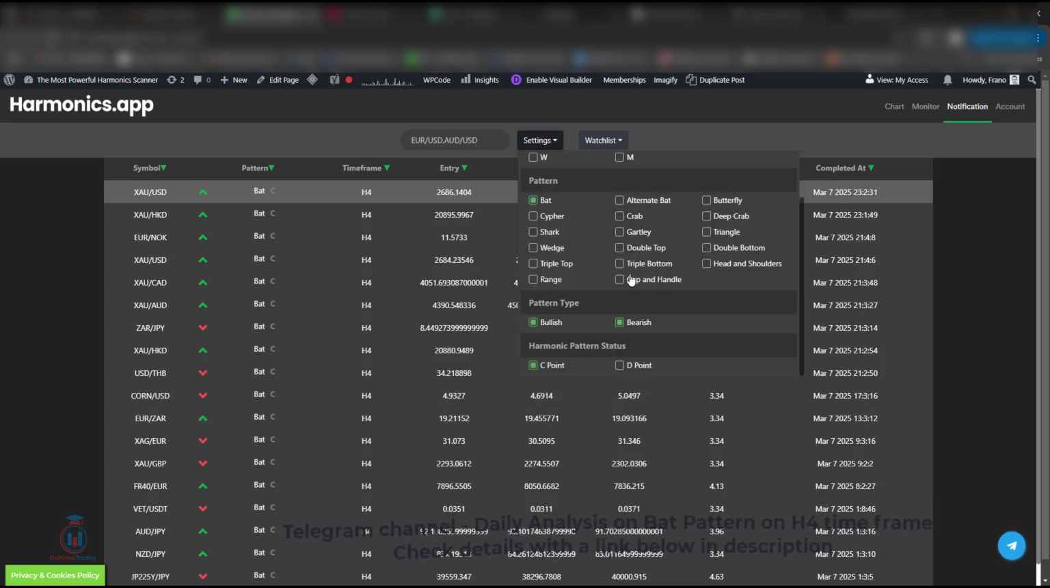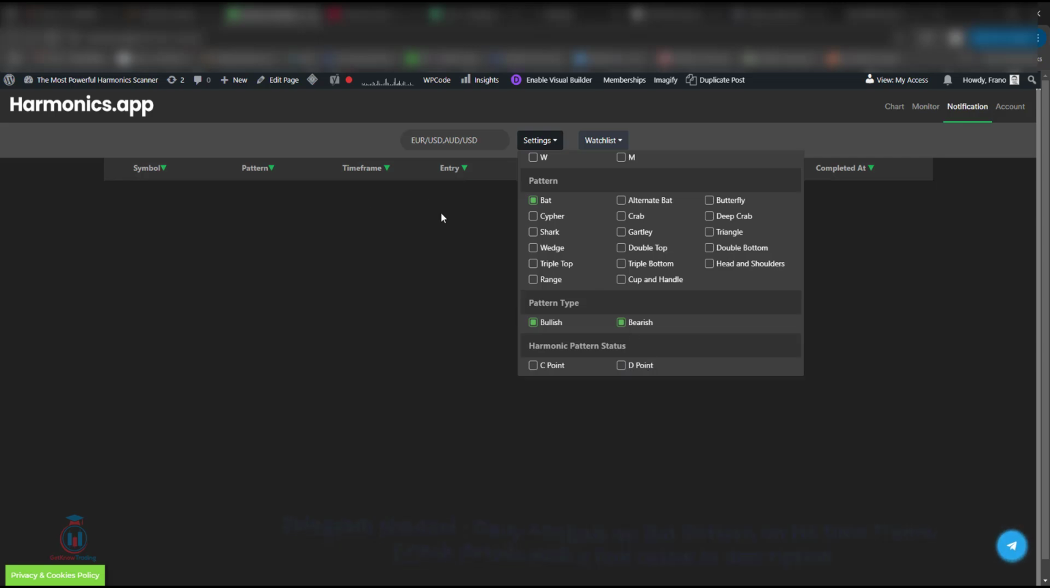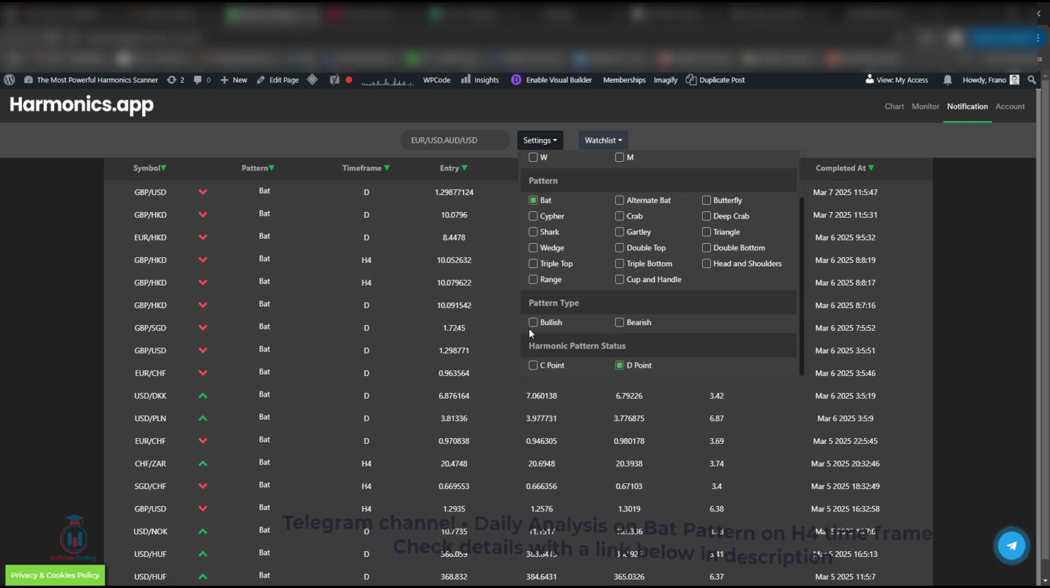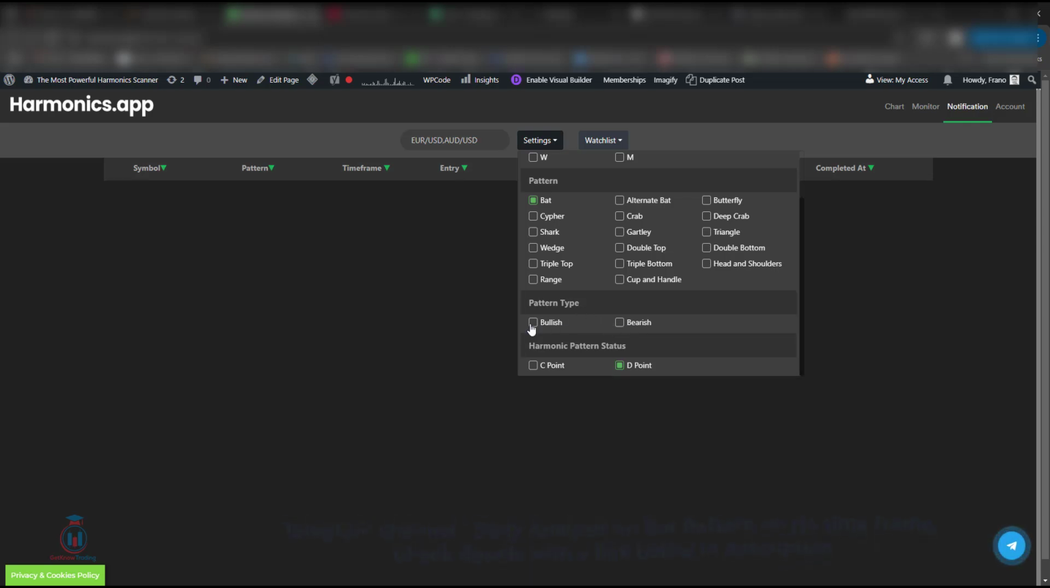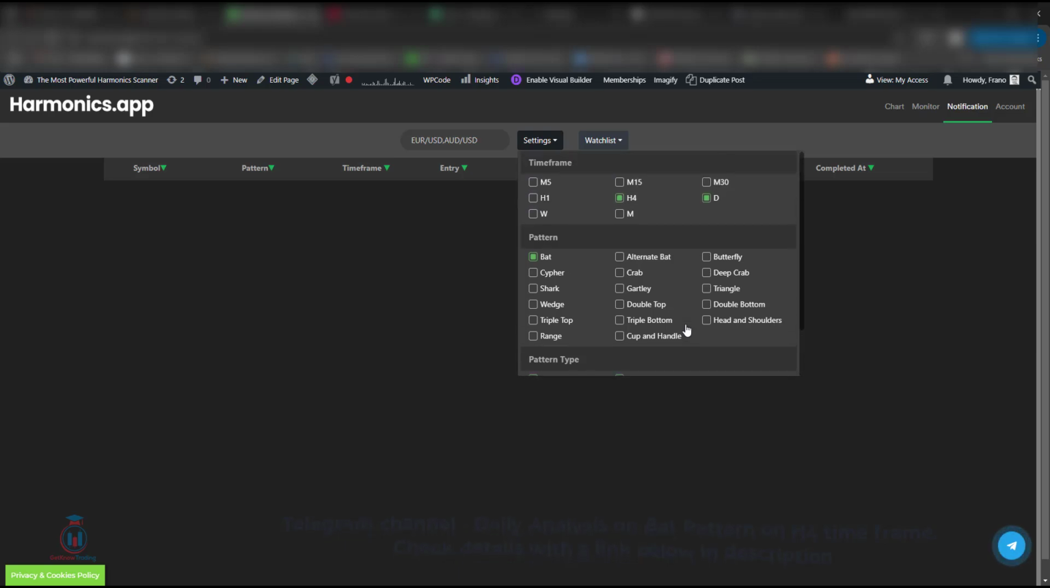But sometimes it happens that traders remove the C point and the D point, they do not select any of them, and they do not have any of the patterns here. So remember to have that. And also if you have a bullish and a bearish, you will see that it is very good to select which one you would like to have, at least one of them, but I put all of them here.